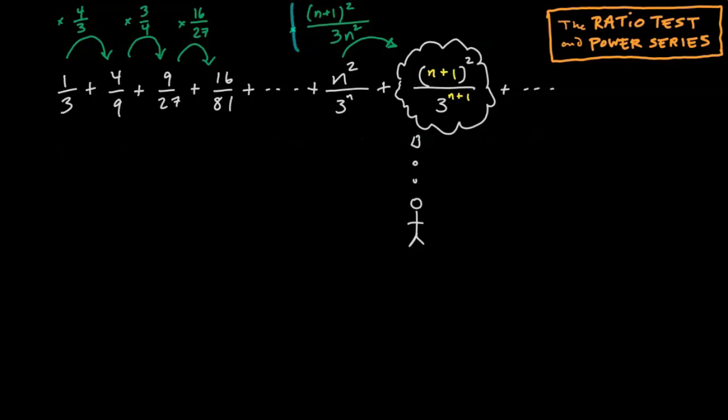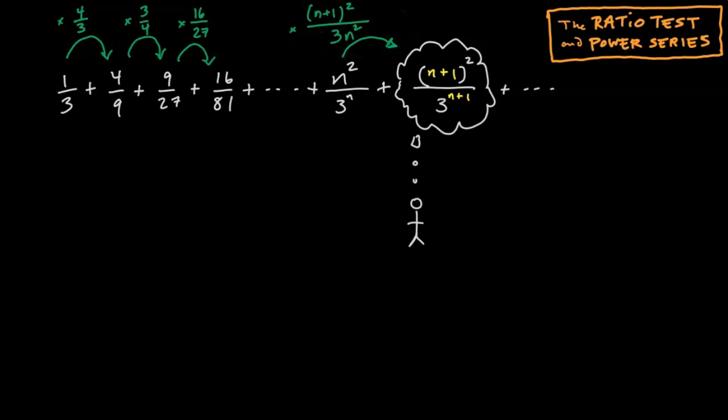For example, when n is 1 in this multiplier recipe, I get 1 plus 1 squared, which is 4, over 3 times 1 squared, which is 3, 4/3, which is that first multiplier right there. When n is 2, I get 9/12, which is better known as 3/4, which is indeed our second multiplier. And when n is 3, we get 16 over 27, which is our third multiplier. And so this immediately tells us what all of those multipliers will be, no matter how far we go down. If I want to go from the millionth term to the million-first term, all I have to do is let n be 1 million.